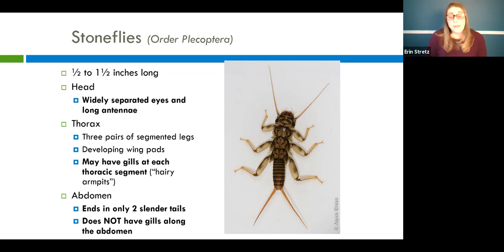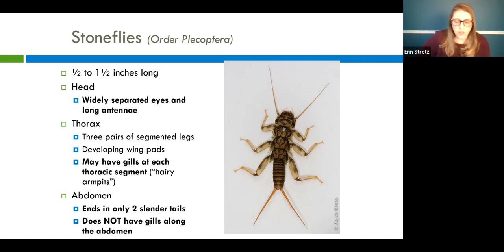The gills, you will see, hopefully, that there are no gills along the abdomen for a stonefly. The gills here are limited to the thoracic segments under each pair of legs. We call them hairy armpits, very scientifically. We can see a little bit of movement under each of the legs if we were to see this in person, but now we can see more branching gills.